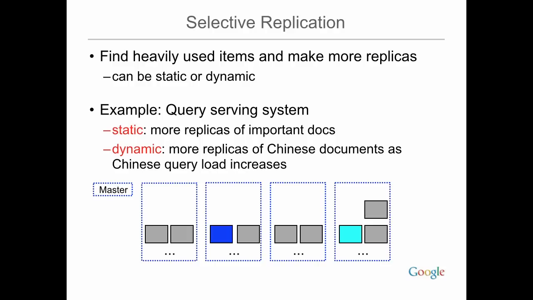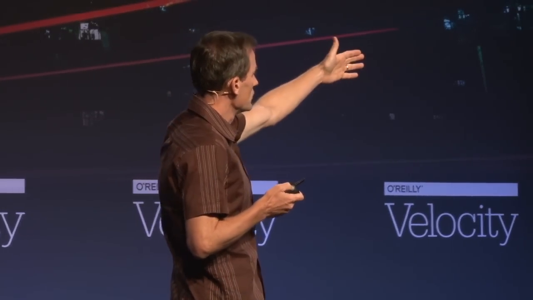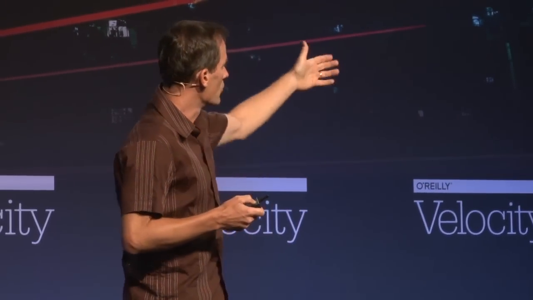But also, for the more important ones, it's bad if your system suddenly stops serving the CNN homepage as a query result for any period of time. So by having multiple replicas of that, you help avoid that. You can also do this dynamically where, for example, as Chinese language query traffic load increases, you start making more replicas of the pieces of data containing Chinese documents. And then as that load drops off, you decrease the number of replicas you use for that.